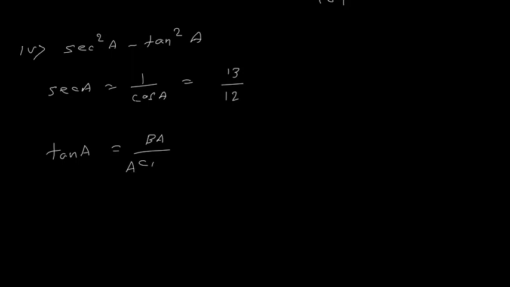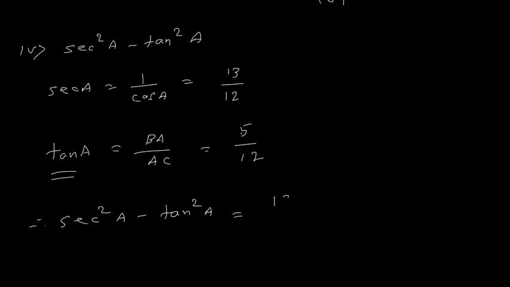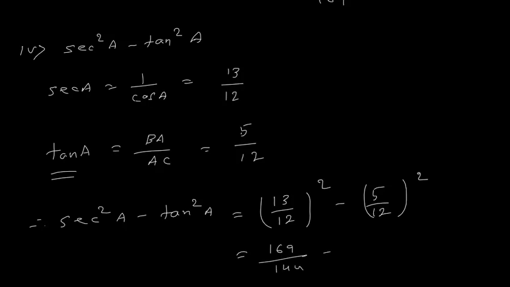BC upon AC, that is 5 upon 12. This is the value of tan A. So therefore sec square A minus tan square A is equal to 13 upon 12 the whole square minus 5 upon 12 the whole square. So it is 169 upon 144 minus 25 upon 144.